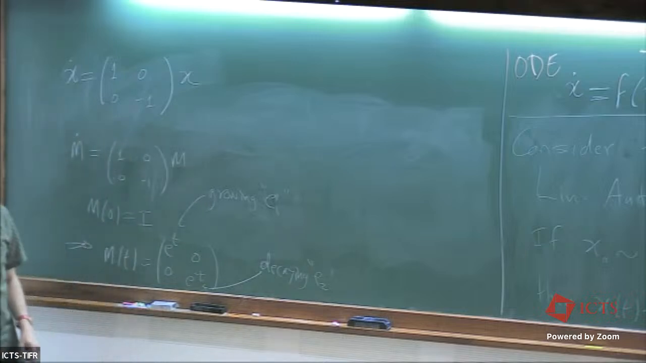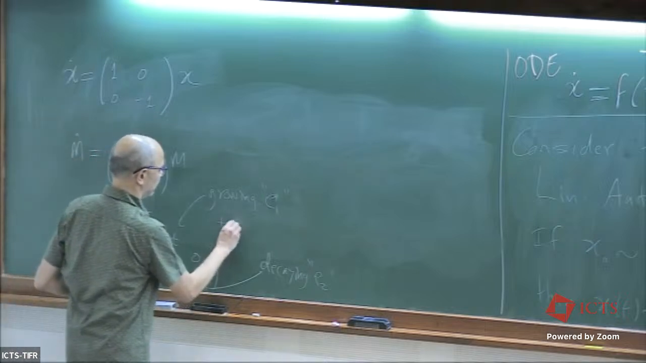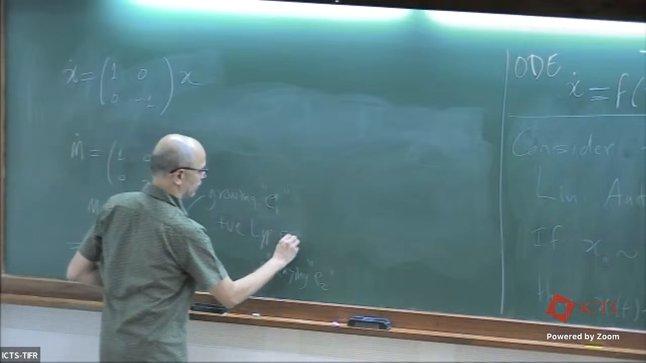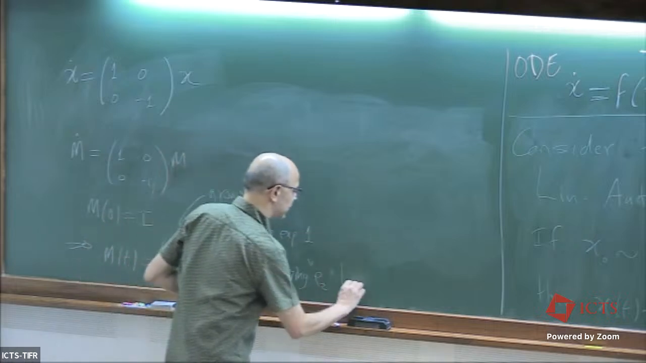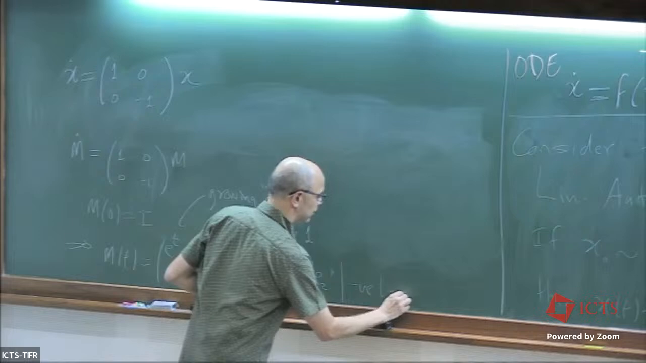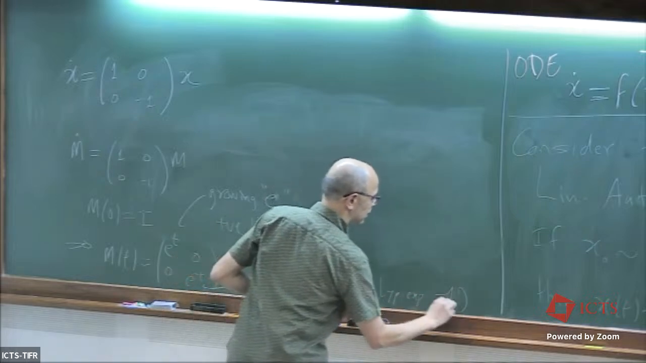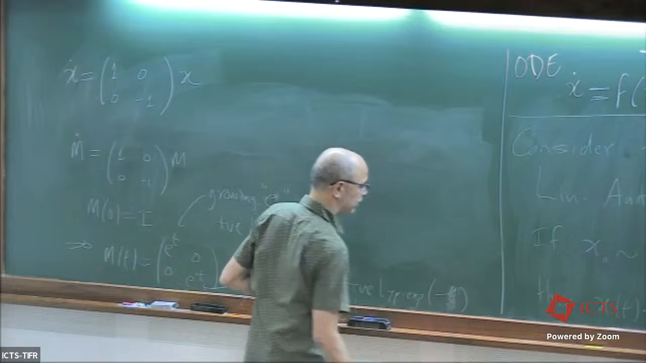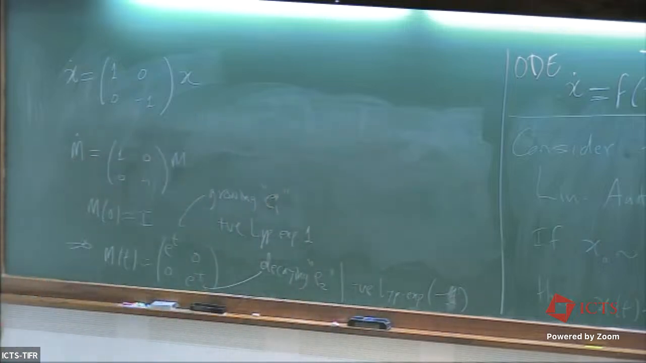The second direction, the second eigenvector, E2, will be the decaying one in this case, right? This will be the positive Lyapunov exponent, 1, and this will be the negative Lyapunov exponent. In fact, in this case, just minus 1, for this linear system. I haven't defined Lyapunov exponent. Sorry, the definition will follow at some point, but it's basically how fast exponentially things grow or decay.